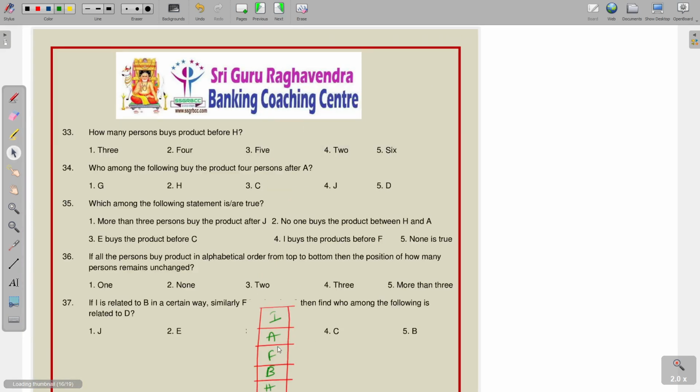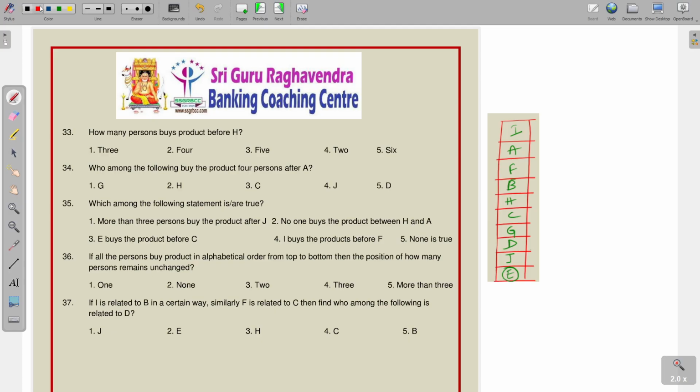So let us move on to the questions. See the first question, how many persons buy product before H? So before H, there are totally 4 persons. Who among the following buy the product 4 persons after A? So 4 persons after A, 1, 2, 3 and 4, that is C.